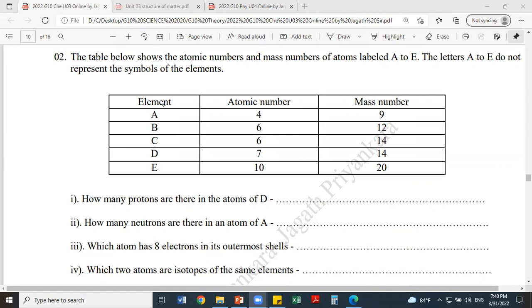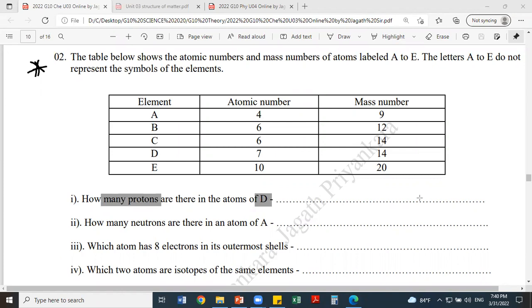Who can tell me the answer for the first one? This question is important. This is how you mostly get the questions in the term test and the oral paper also. Who can give me the answer for part 1? Only a few raise the hand. What about the others? How many protons in D? Look at the atomic number. Atomic number is equal to the number of protons.